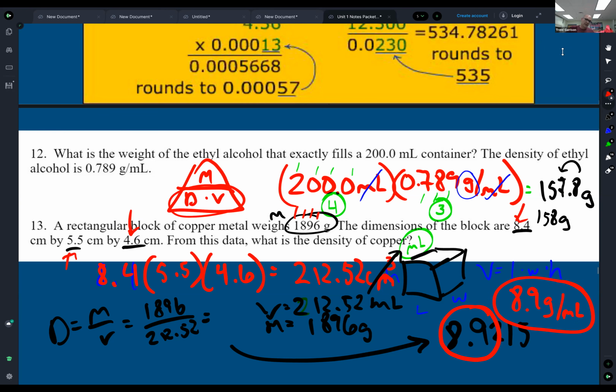Okay. I've demonstrated significant figures. I've instituted it inside of a concept called density, which you are familiar with. D is equal to mass over volume. I hope that you have a better understanding of what significant figures are, why they're important, how to utilize them.